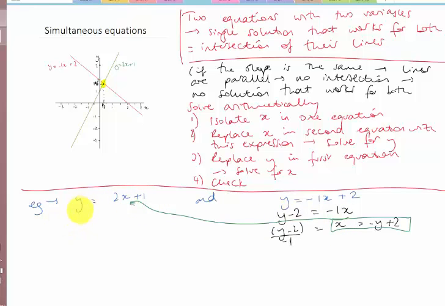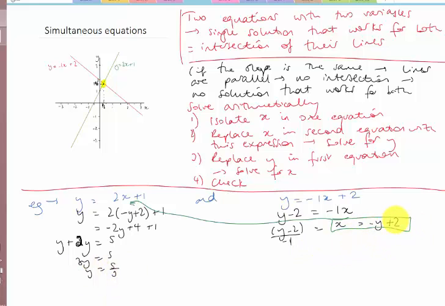Which is to say that y is equal to 2 times minus y plus 2, plus 1. So y is equal to minus 2y plus 4 plus 1. So y plus 2y equals 5. So 3y is 5, y is 5/3. Great, so now we know what y is.